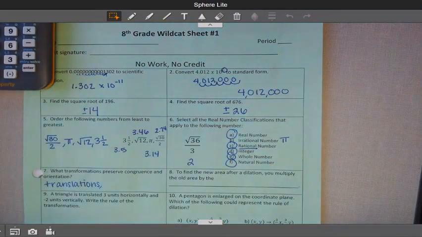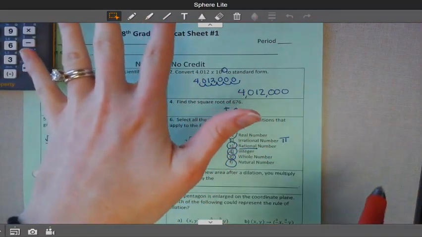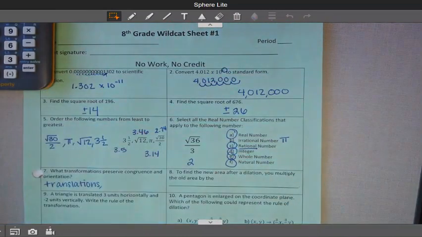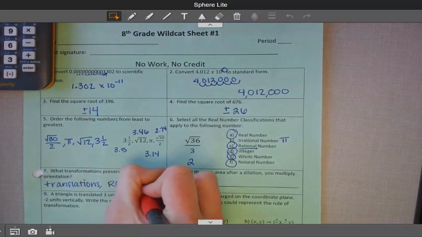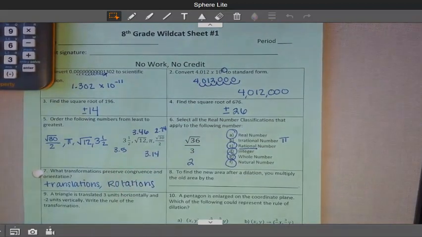And if I rotate it, I'm not changing the size of my hand, and I'm actually not changing the way it's pointing because I'm just moving the whole object. So rotations preserve congruence and orientation as well.